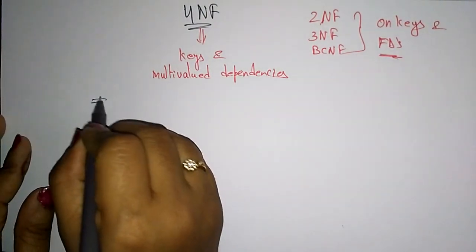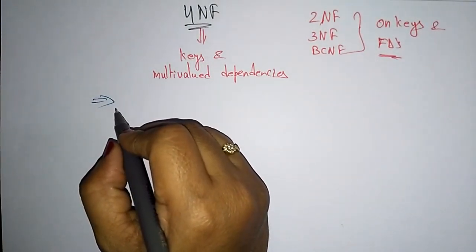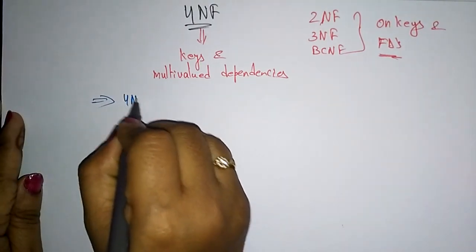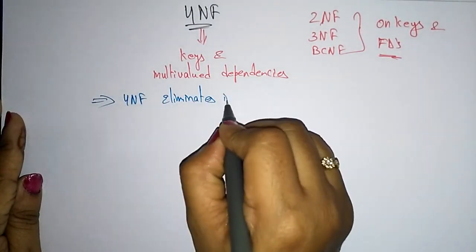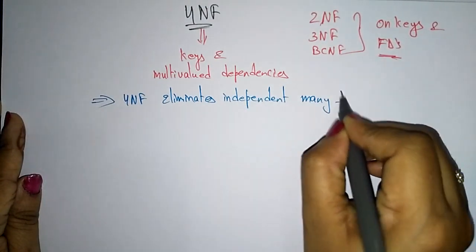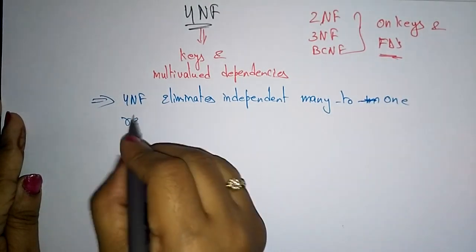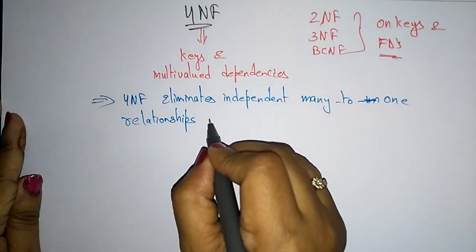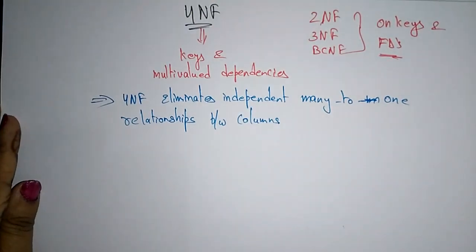Now let us write the points. 4NF eliminates independent many-to-one relationships between columns. So this point you have to remember.